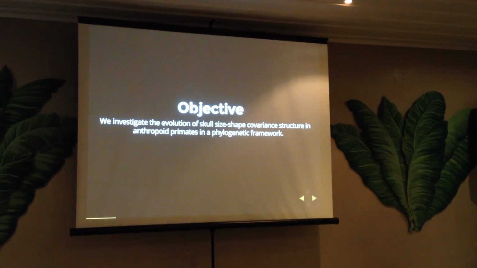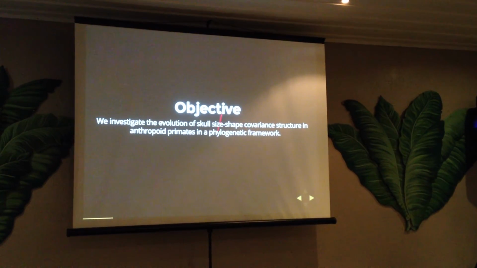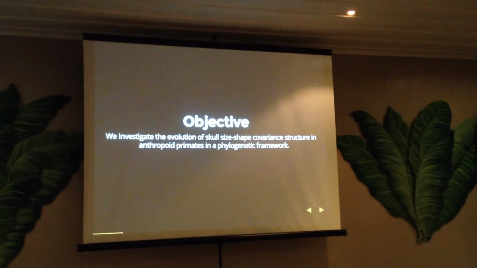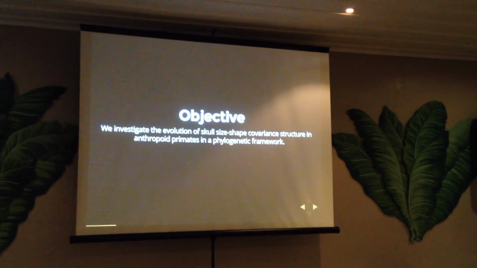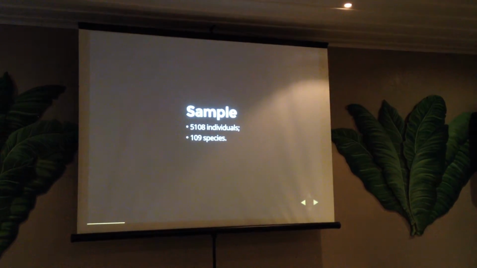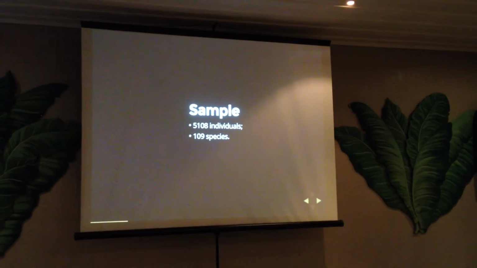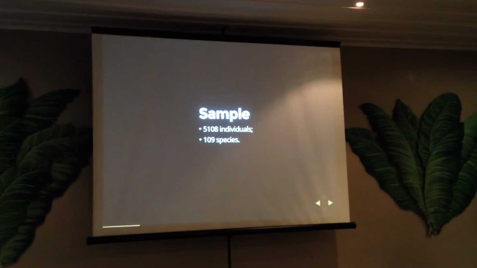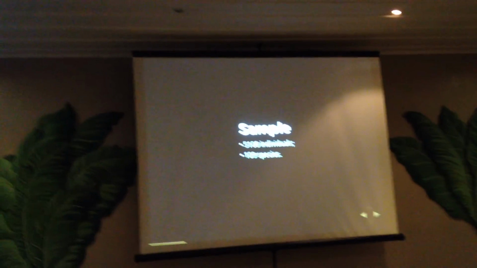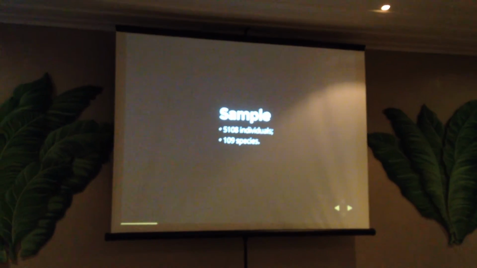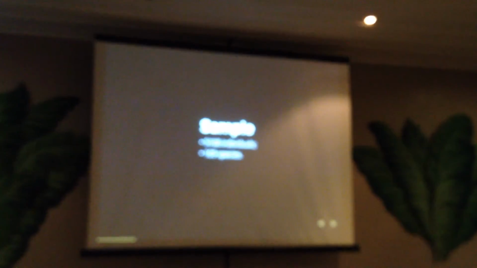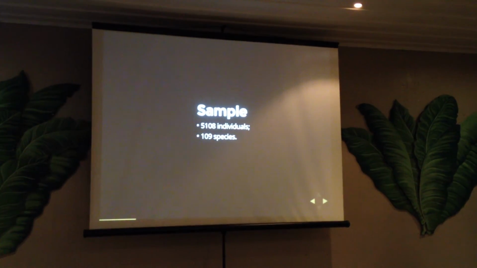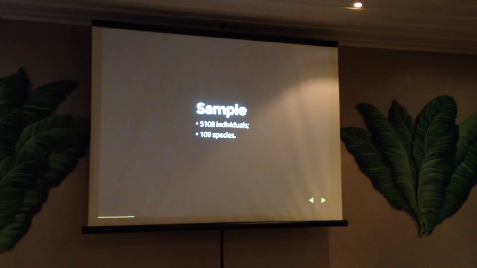Here we investigate the evolution of skull size and shape covariance structure in anthropoid primates in a phylogenetic framework. First of all, let's meet our monkey friends. We have a sample of 5,108 individuals distributed across 109 species of anthropoid primates, and the species depicted here are distributed across all major clades above the genus level. We don't have all genera represented here, but most tribes and subfamilies are represented.